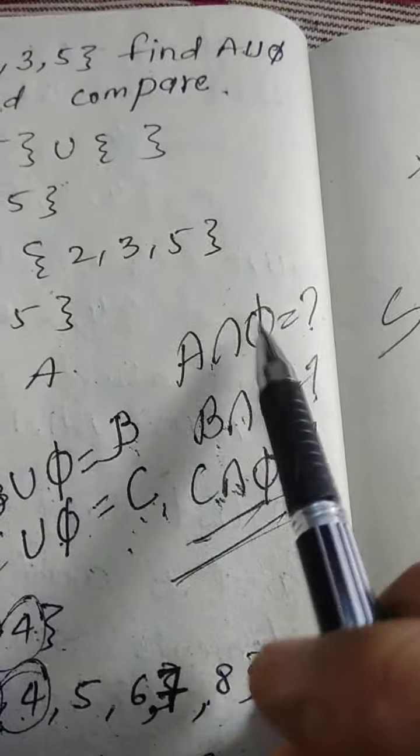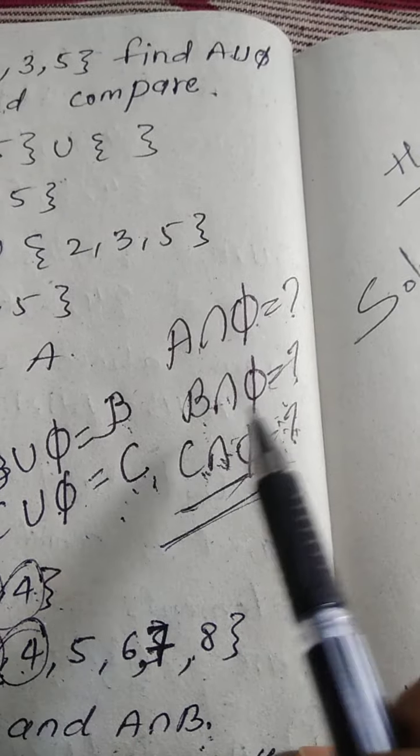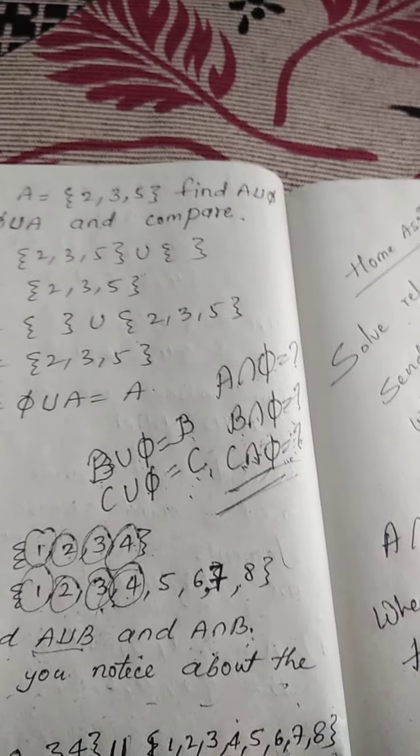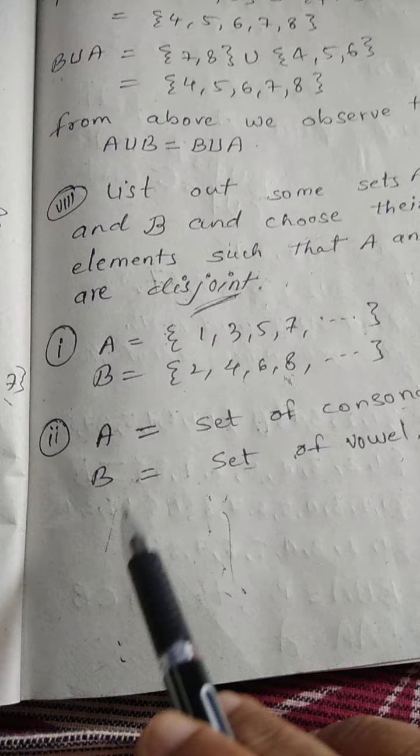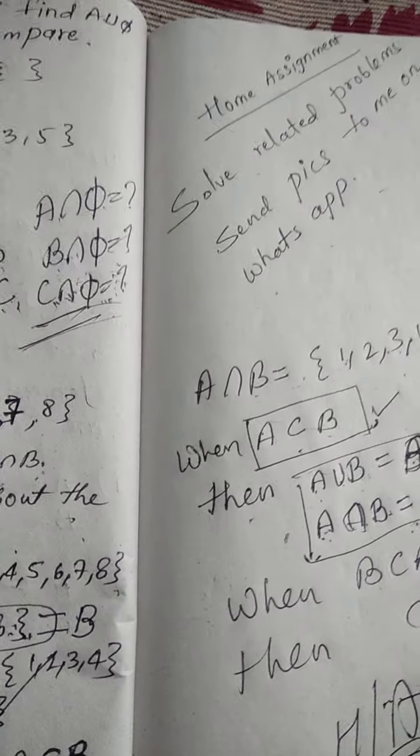Here I asked what A intersection phi will be. This is your home assignment. And then I told you to write three examples of disjoint sets. This is your home assignment.